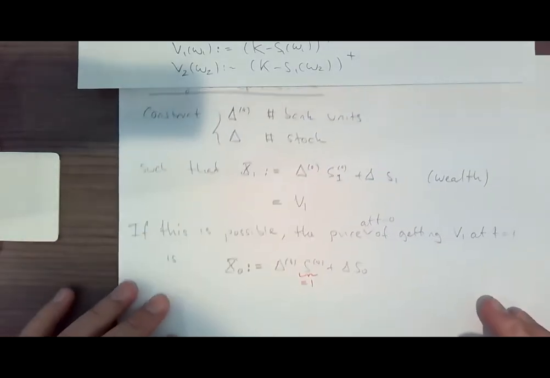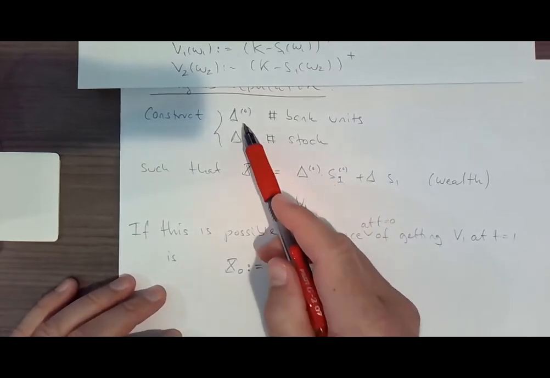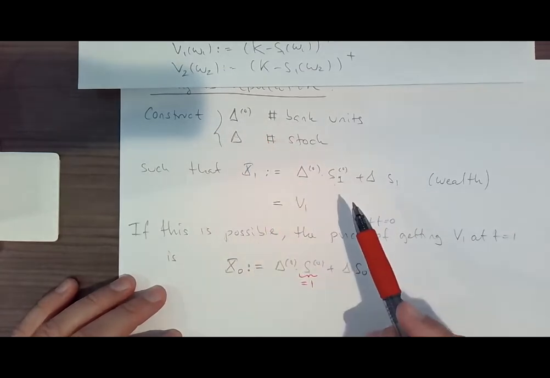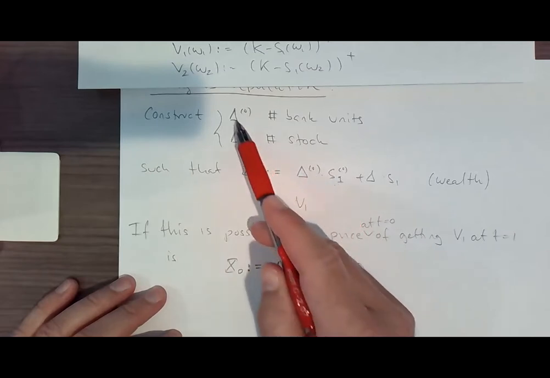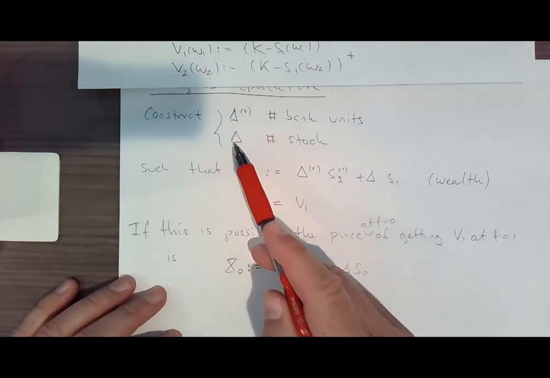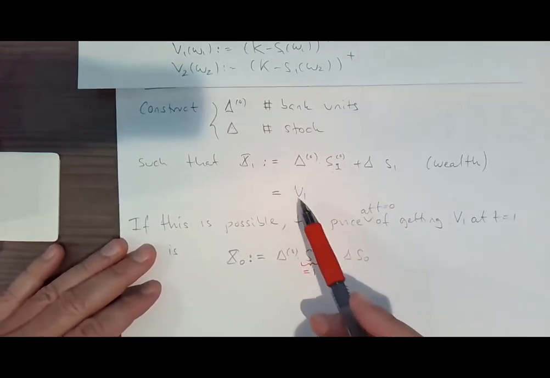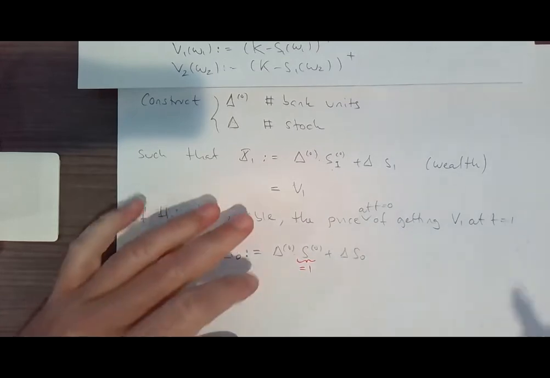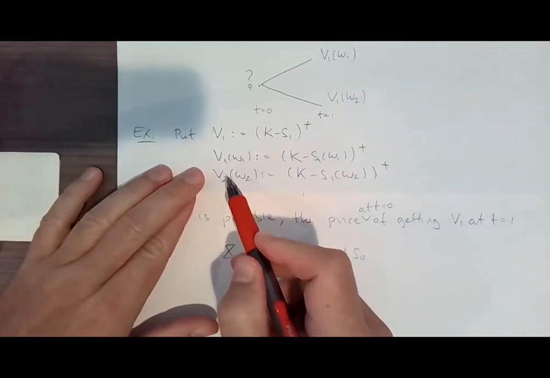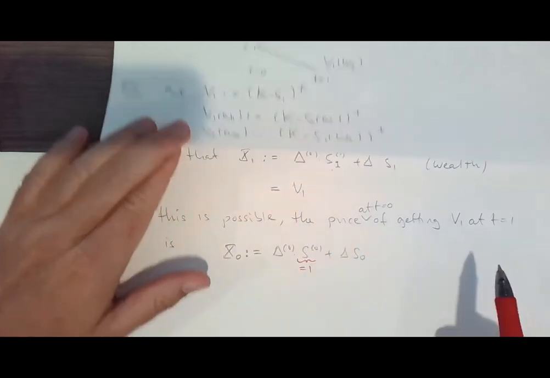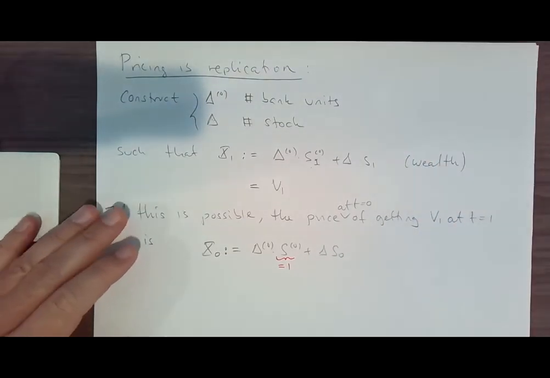So the name of the game is to construct the 2 coefficients, delta 0 and delta, such that when you plug them into the formula, you get exactly V1. What you have here is really 2 equations and 2 unknowns, because there are 2 possibilities for V. There's V of omega 1 and V of omega 2. Are we all good down to here?